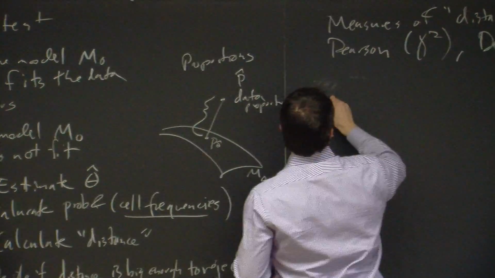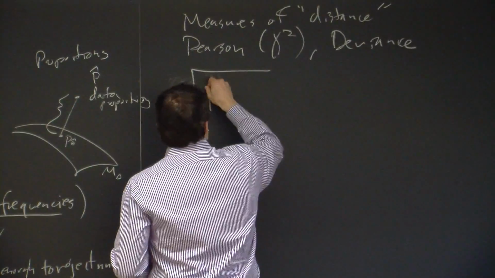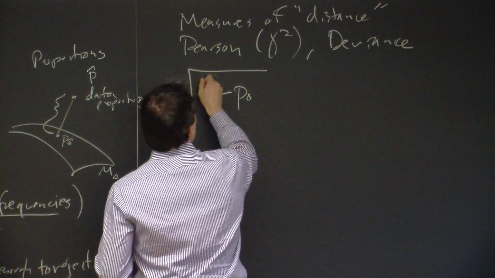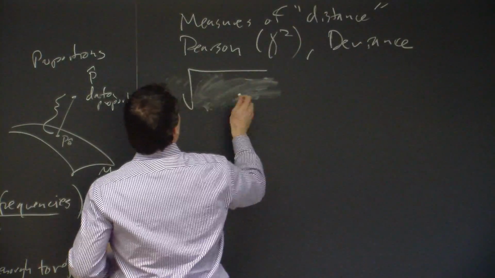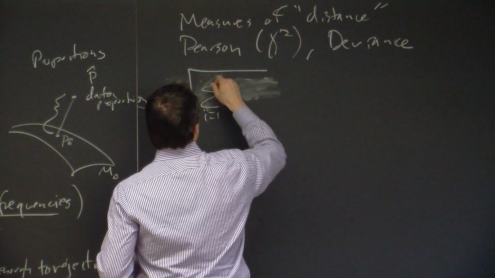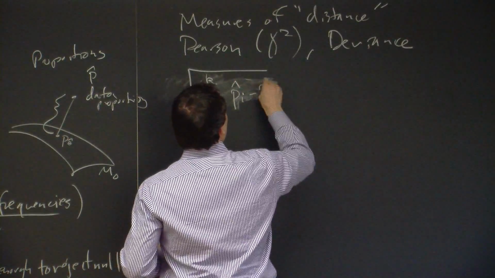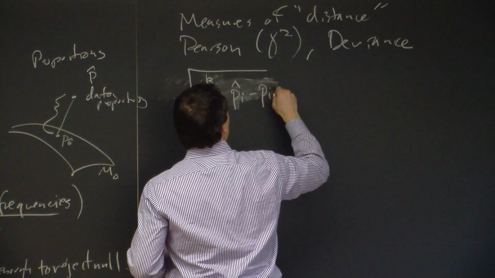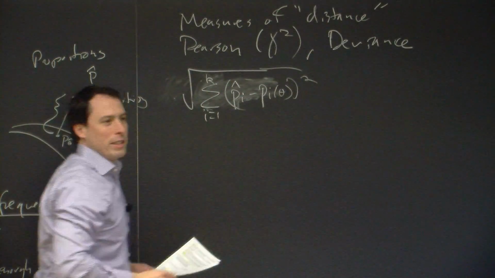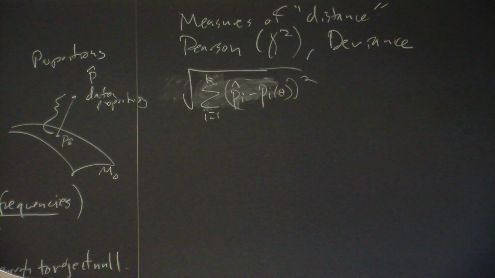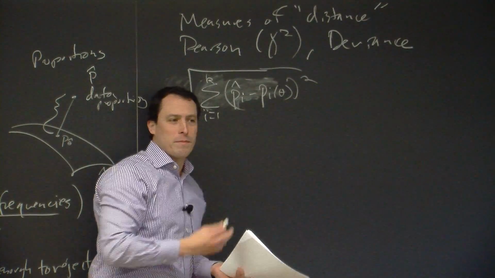The Euclidean distance would be the square root of the sum, i equals 1 to the number of cells, of pi hat minus pi of the model, squared. That would be the Euclidean distance. It turns out that that doesn't quite work. One of the reasons it doesn't work is because, for example, it doesn't include the sample size.